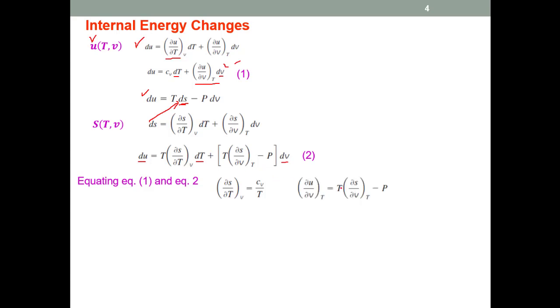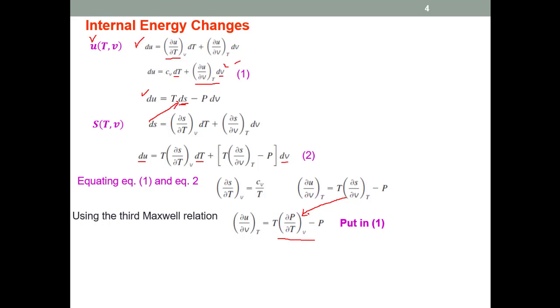If we rearrange this term, from Maxwell's third relation, we can replace this one with this one. So then this term will be equal to T times partial P by partial T at constant volume minus P. So basically, in equation 1, we need this second term. Now we have derived that second term, partial u by partial v at constant temperature. So this term can be replaced with this one.